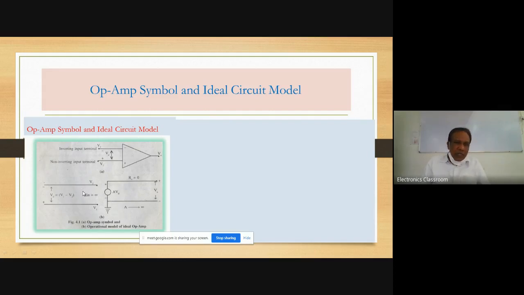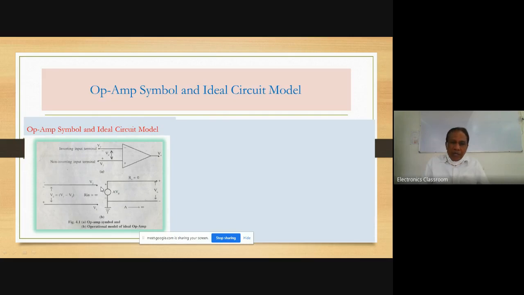There are two terminals: the inverting terminal, with a minus sign, denoted by V1, and below it the parallel line with a plus sign, called the non-inverting input, denoted by V2. We can observe that there is no connectivity between V1 and V2. That means these two terminals, the inverting and non-inverting terminals, are open circuited.